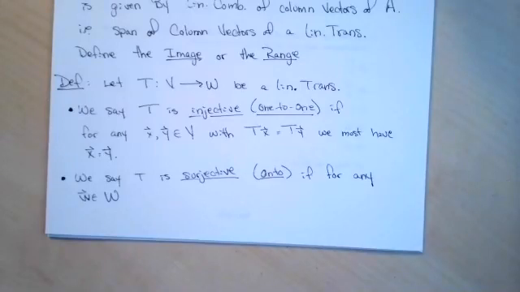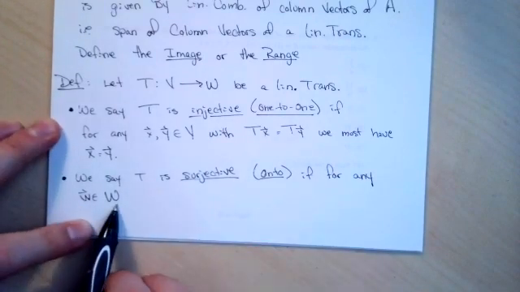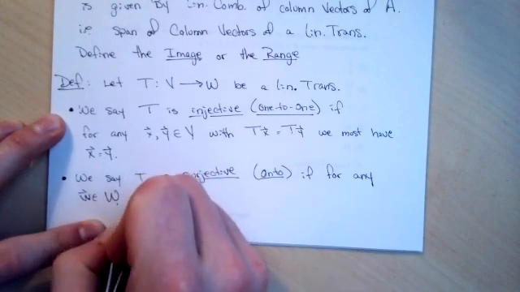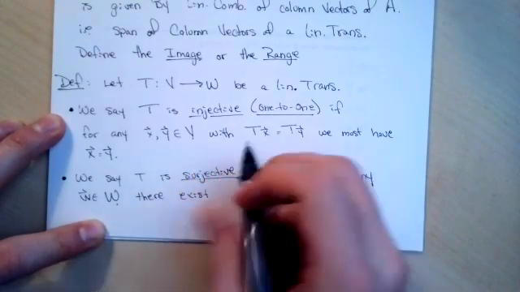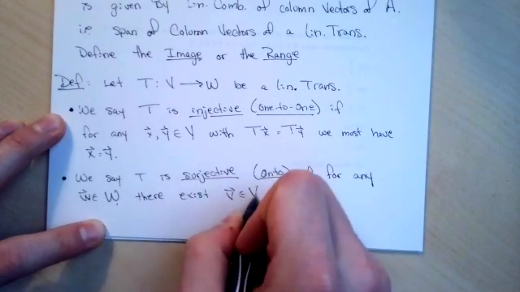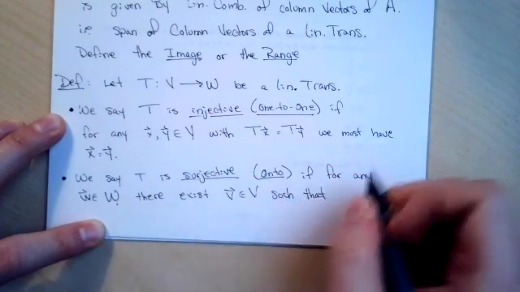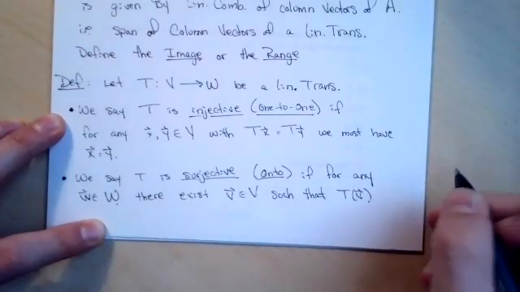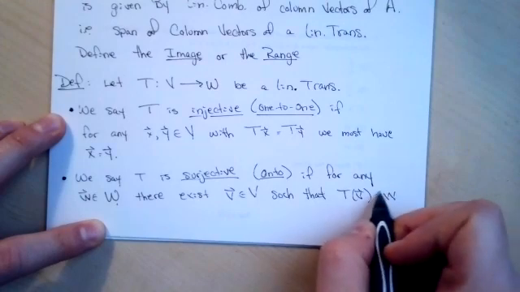Onto says that it is. So surjective means any vector in the image space, in the target space, has some vector in the domain such that the image of that vector under the transformation maps to the given vector.